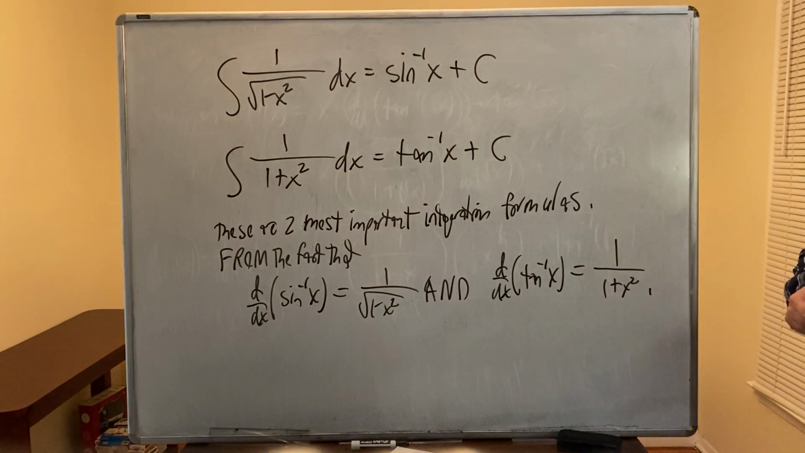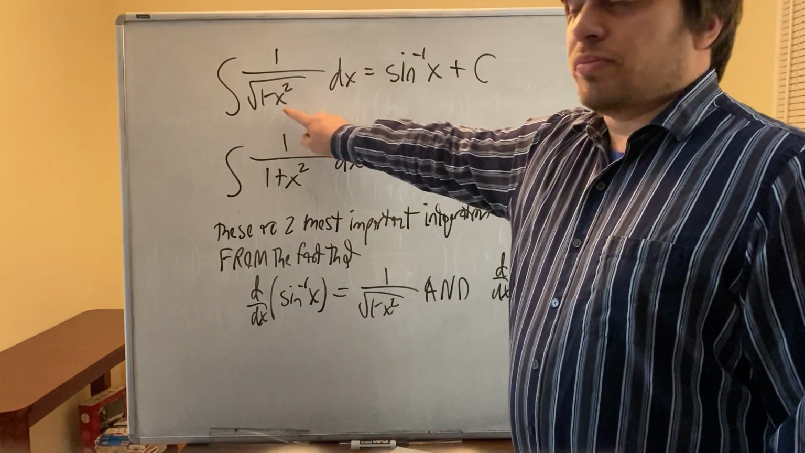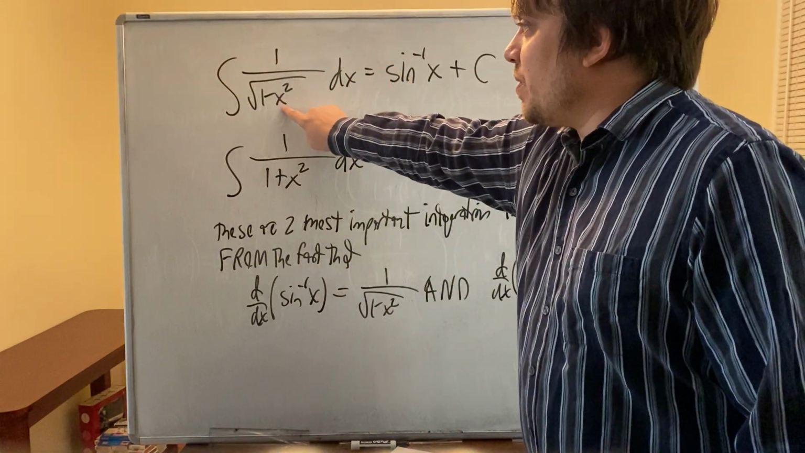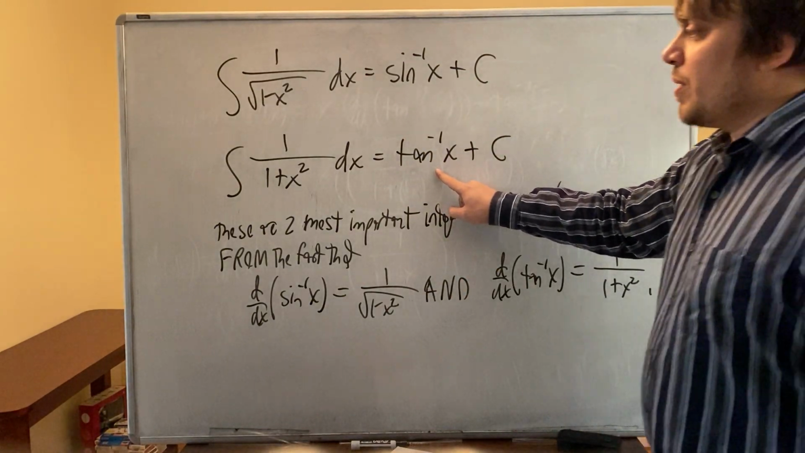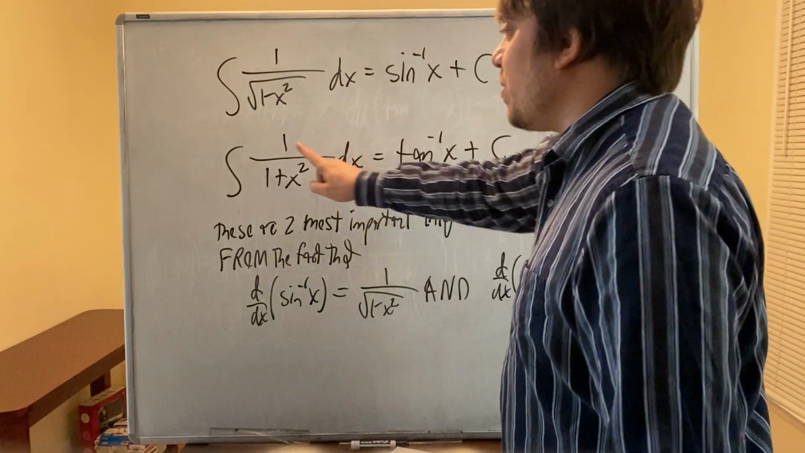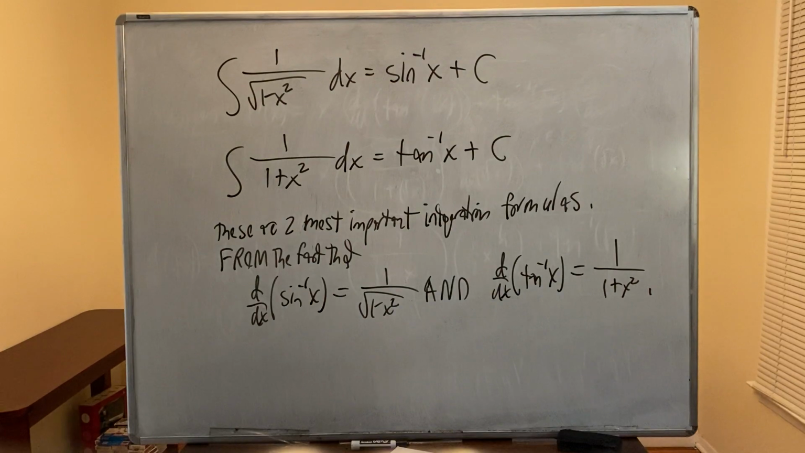I'll say it again. Because the derivative of this is that integrand function, the most general antiderivative of this is that plus c. Because the derivative of this is that, the most general antiderivative of that is this plus c. Okay, it's going in the opposite direction.